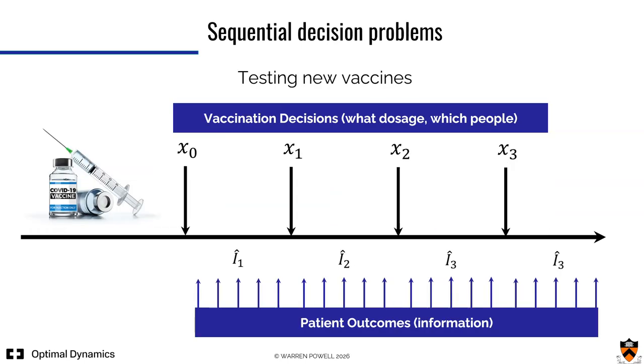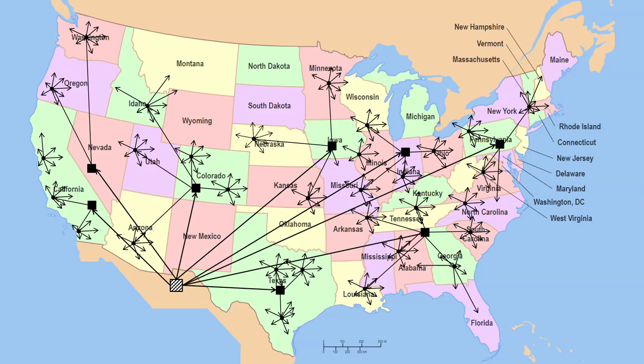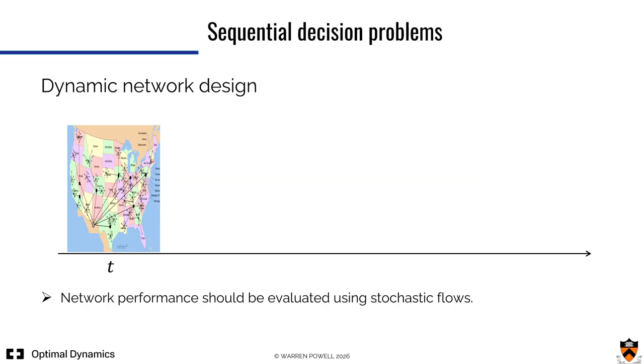Finally, testing new vaccines. What dosage? Which people? How do the people respond? How well does the vaccine work? Here's a problem that doesn't look like a sequential decision problem. It's a facility location problem, a classic integer program, widely solved as such, a static integer program where you have variables to say which warehouses should I build. But in fact, even this is a sequential decision problem.